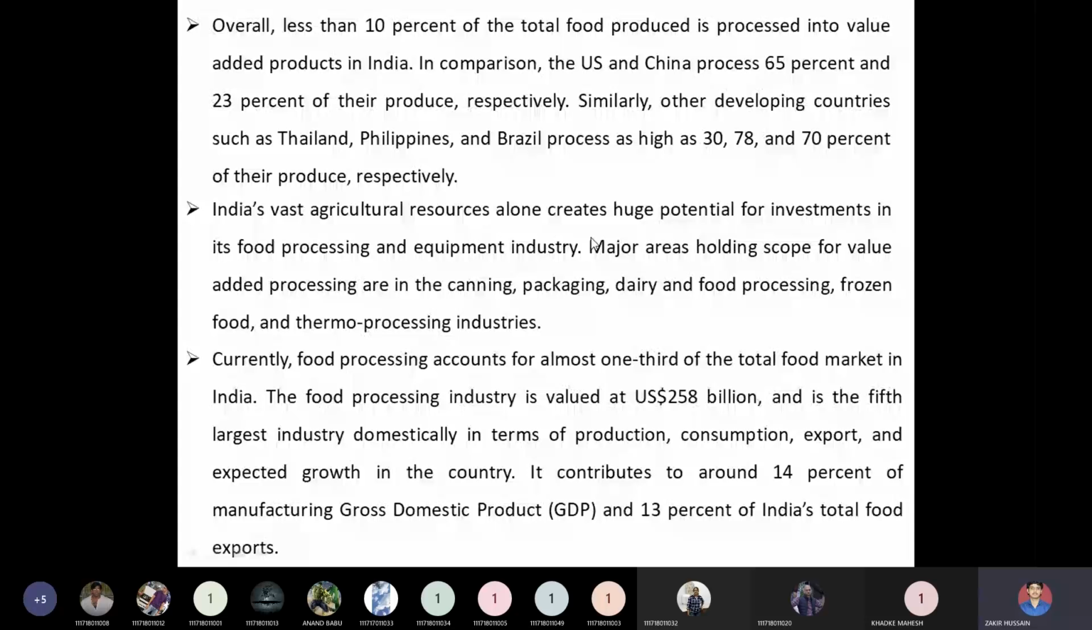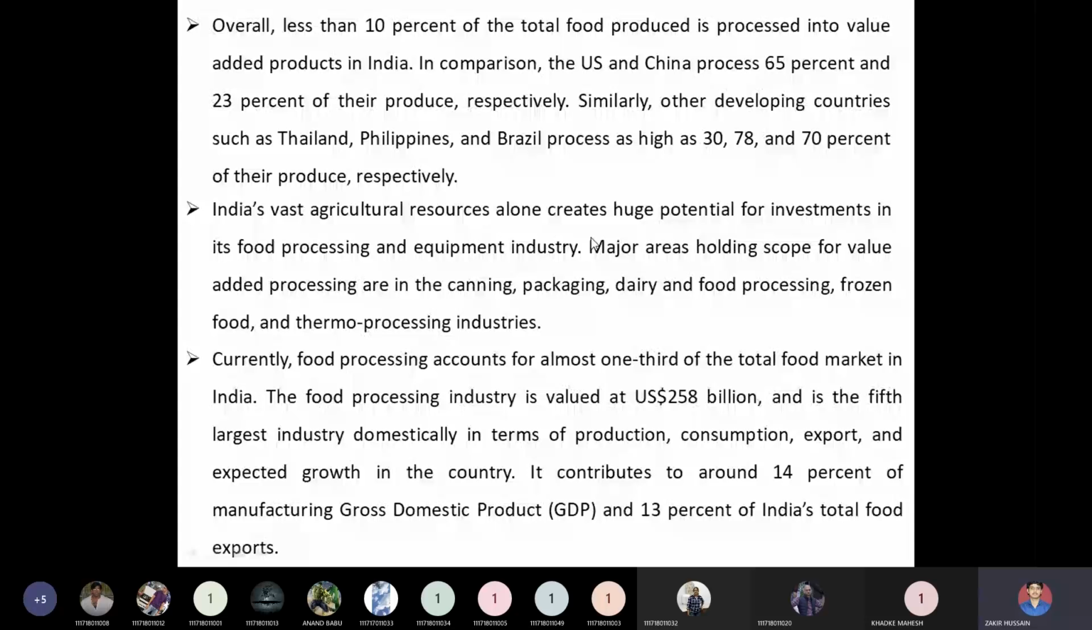Currently, food processing accounts for almost 1/3 of the total food market in India. So 1/3 means it's a huge market in India. The food processing industry is valued at 258 billion US dollars, and is the fifth largest industry domestically in terms of production, consumption, export, and expected growth in the country. So it is the fifth largest industry compared to other industries. It has a huge turnover of around 258 billion US dollars.